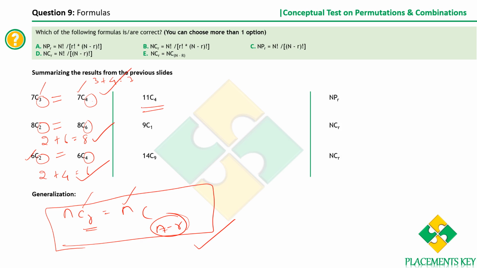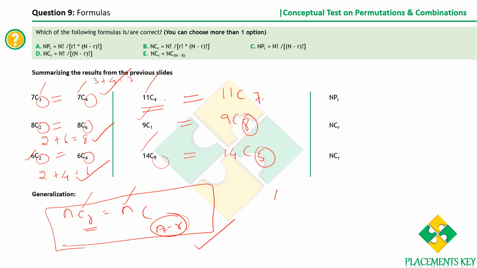11C4. So 11C4 will be equivalent to what? 11C7. Why? Because 7 plus 4 gives us 11. Similarly 9C1 will be equivalent to 9C8. Why? Because 8 plus 1 is equal to 9. Similarly 14C9 is equal to what? 14C5, because 5 plus 9 is equal to 14. See, clearly this helps us a lot while doing a few calculations.